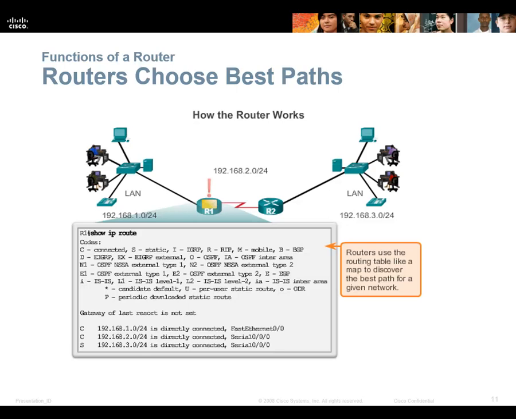So here we've got just a router. We're going to type show IP route. It's going to say that the gateway of last resort is not set. We'll talk about what that is later. And we see here that I have a network 192.168.1.0 connected to FastEthernet 0/0. I've got .2.0 connected to a serial port and .3.0 connected to a serial port.